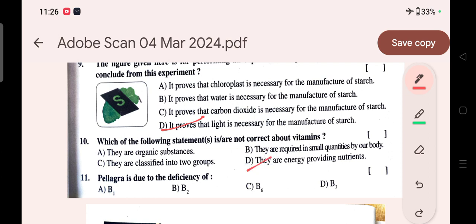Pellagra is due to the deficiency of? Pellagra is a skin disease. D is the correct answer: B3.